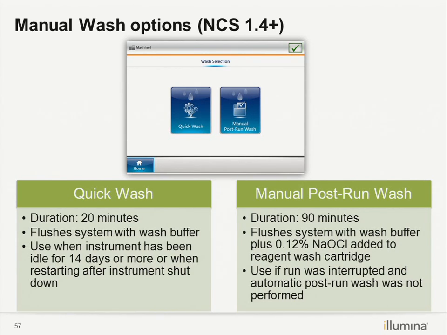For a manual post-run wash, you need the 0.05% of 2020, but you also need 0.12% sodium hypochlorite in position 29 to allow you to wash the 1089. Okay, so this is generally not necessary unless the run is interrupted for some reason, or when you have very high usage of the instrument, say you're running it basically every day. Then I suggest you add an additional manual post-run wash between runs, so that you can keep the lines of the instrument as clean as possible.